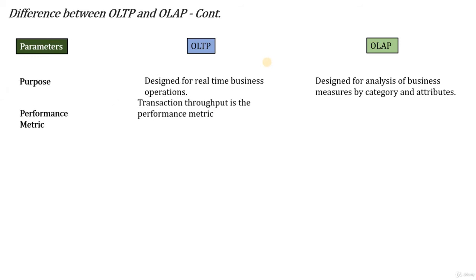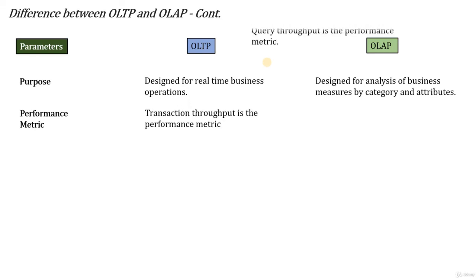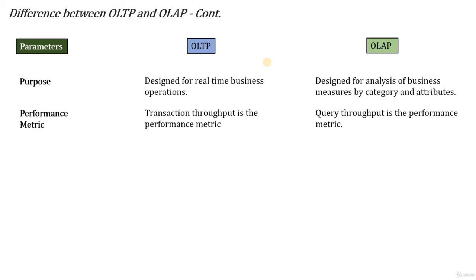In the case of OLTP, the transaction throughput is the performance metric, and the query throughput is the performance metric for OLAP. So what do you mean by transaction throughput? Say you have an application, a banking application, available worldwide across the United States, and you have customers across the United States accessing their accounts data from that application at the same time. And they would be performing certain transactions.